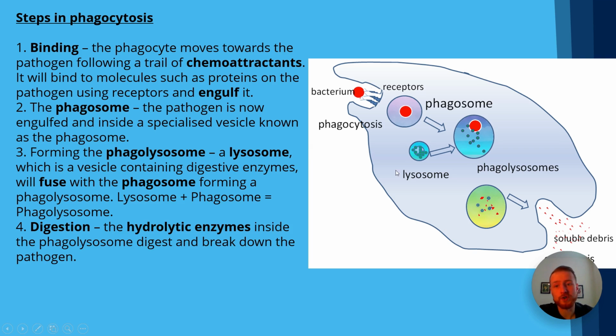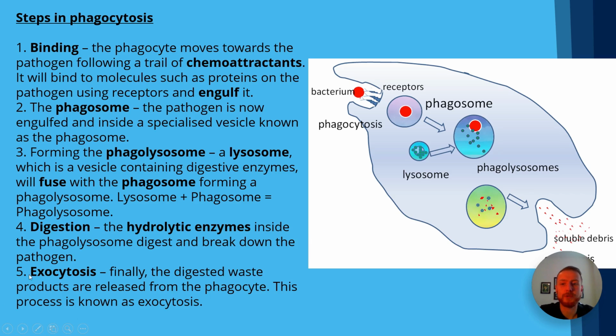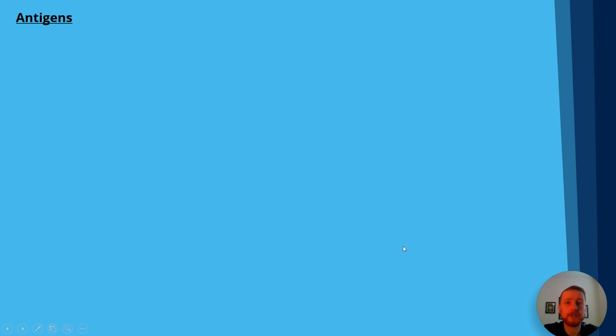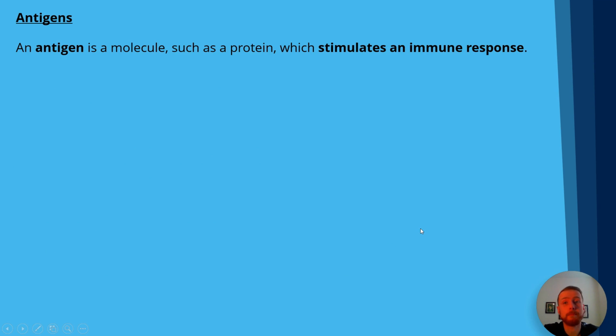Step 4, digestion. The hydrolytic enzymes inside the phagolysosome digest and break down the pathogen. Now this is going to allow us to break down and stop the pathogen being harmful or causing any toxins or disorders that may affect us. Number 5, exocytosis. Finally, the digested products are released from the phagocyte, and this is known as exocytosis. Exo meaning outside. And we can see that here just above me. Antigens next of all. An antigen is a molecule such as a protein, but not always a protein.